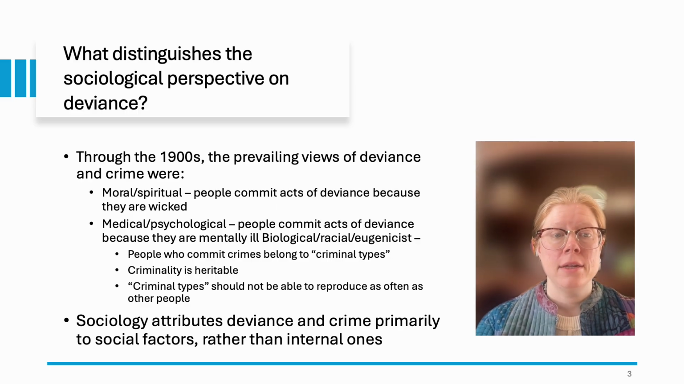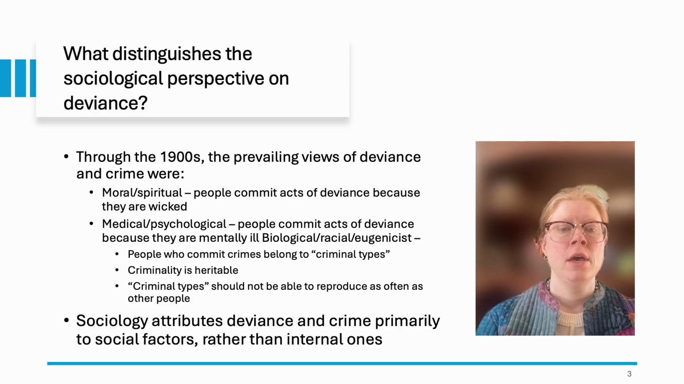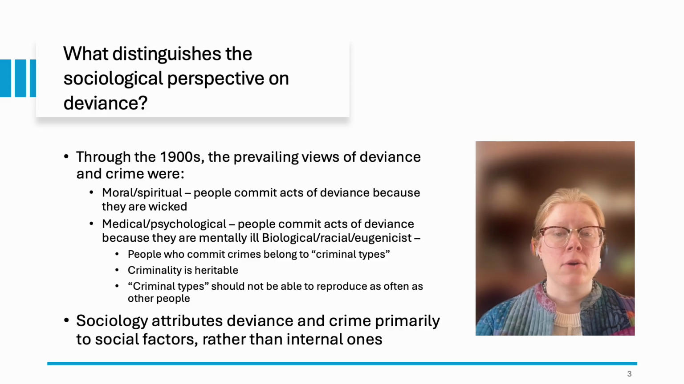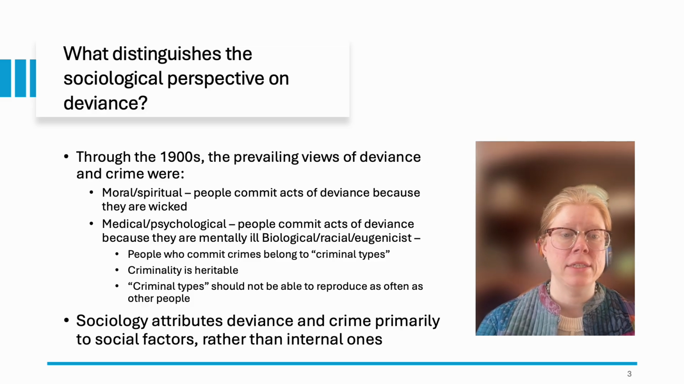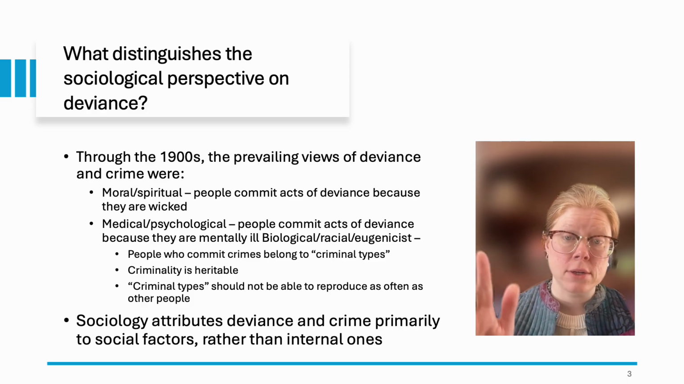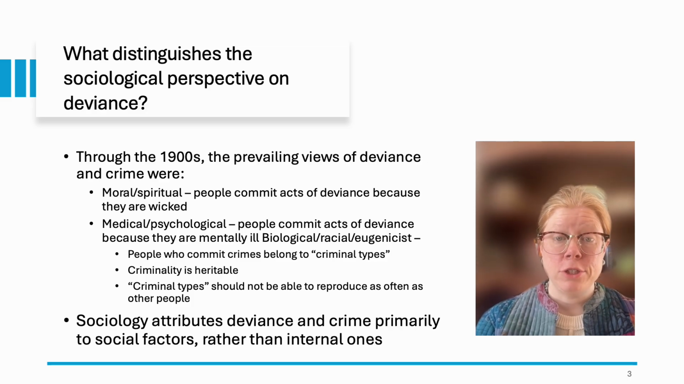They're an evil person. A medical or psychological explanation would be that people commit crimes or acts of deviance because they're either mentally ill or because they're biologically or racially inferior. In other words, people commit crimes because they belong to a criminal type. Criminality and deviant behavior is heritable, meaning if your parents are criminal, then you are more likely to be criminal. This led to a lot of eugenicist arguments.